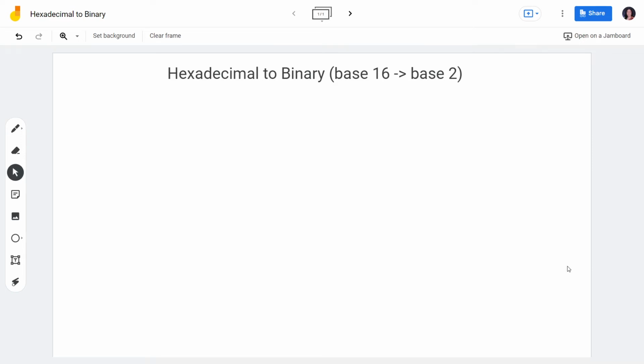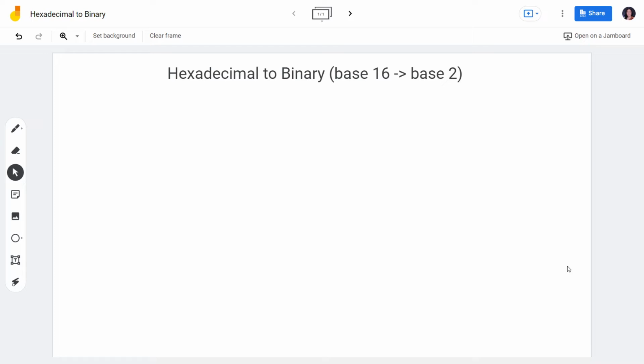So in this video tutorial, we're going to learn how to convert a hexadecimal number system to a binary number. Hexadecimal is base 16, so it means it has 16 unique digits. Hexa means 6 and deci means 10. So 10 plus 6 is equal to 16. It has 16 unique digits starting from 0 to 9, the same with decimal.